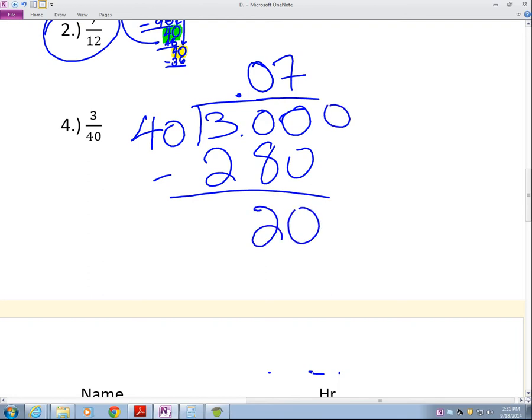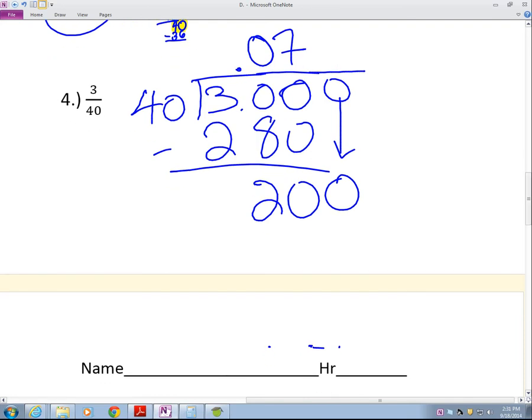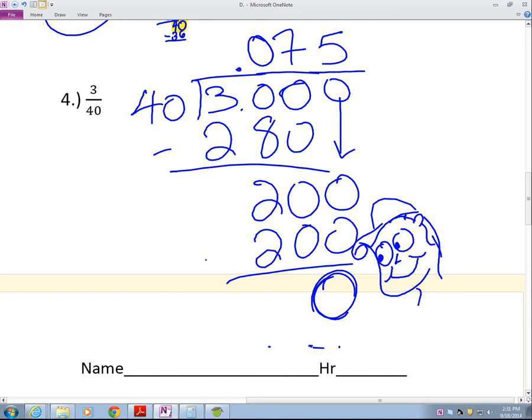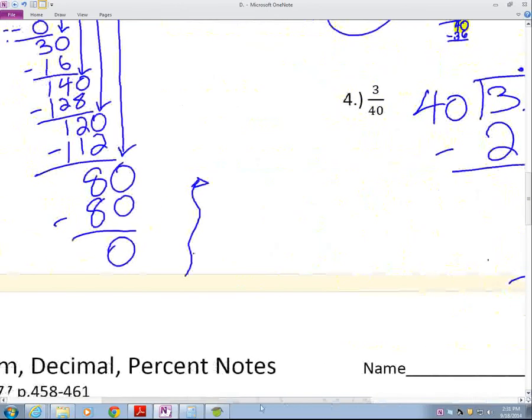It does not go into 20, so I need to bring this guy down. 200. It does go into 200. Okay, it goes in there 5 times. 5 times 40 is 200. Oh, thank goodness we don't have to do a whole bunch more. I love seeing that guy. Okay, this guy loves seeing that 0 there. All right, continuing on.